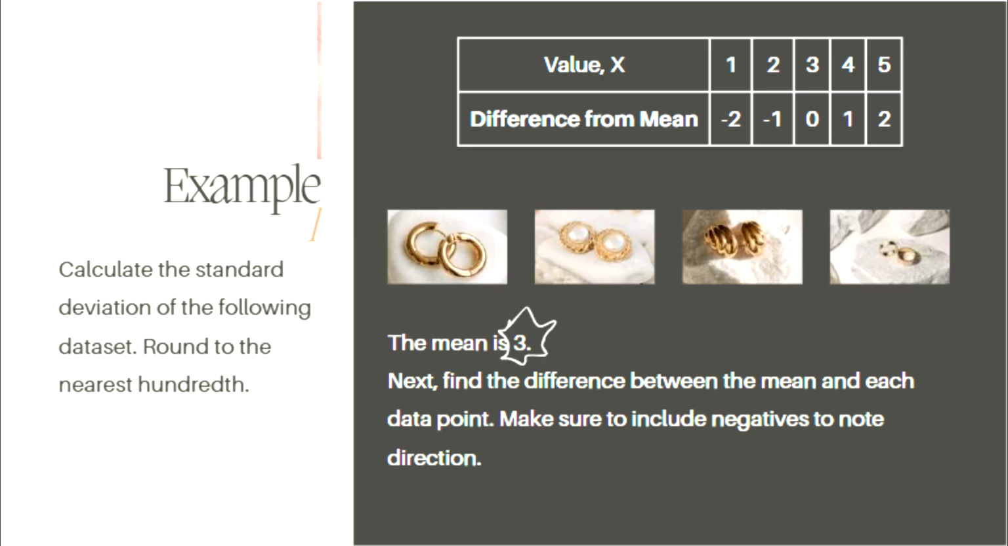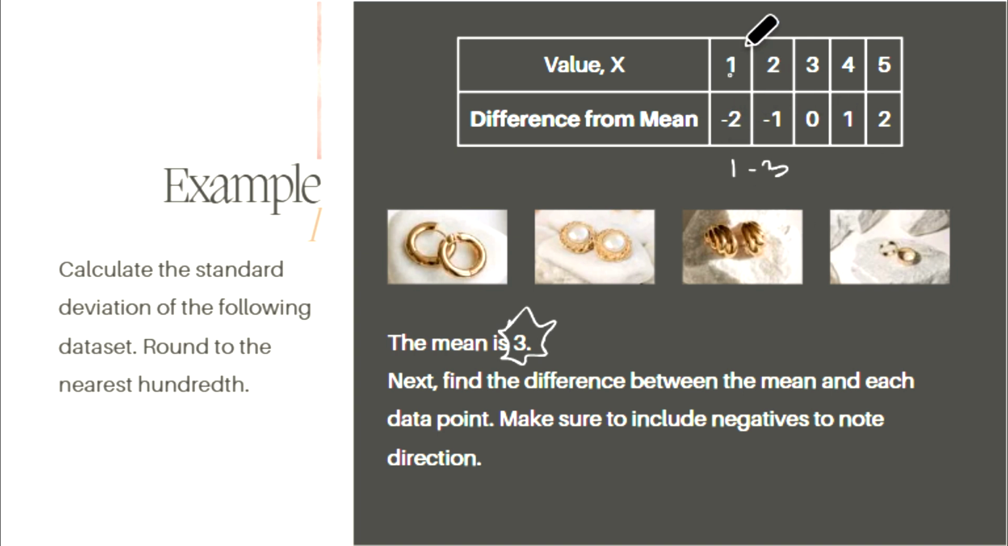Next, find the difference between the mean and each data point. Okay. So this value x are each of the data points. These are each dot on our dot plot. Okay. And then we need to discover how far they are from the mean. So if we have 1 and our mean is 3, then 1 minus 3 is going to give us negative 2. So this time around, we're allowing negatives to happen on here.